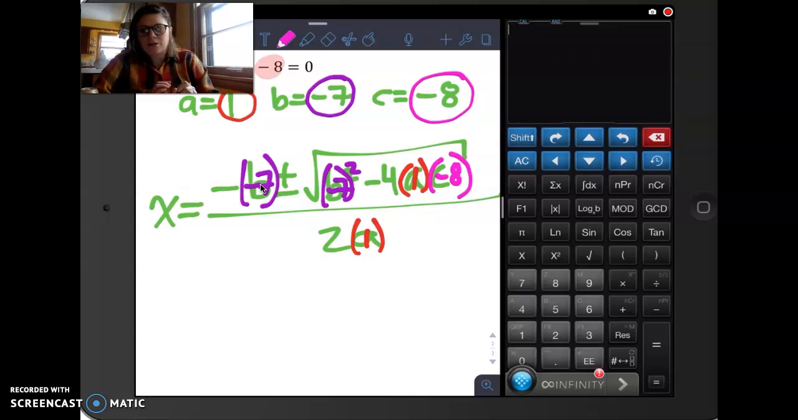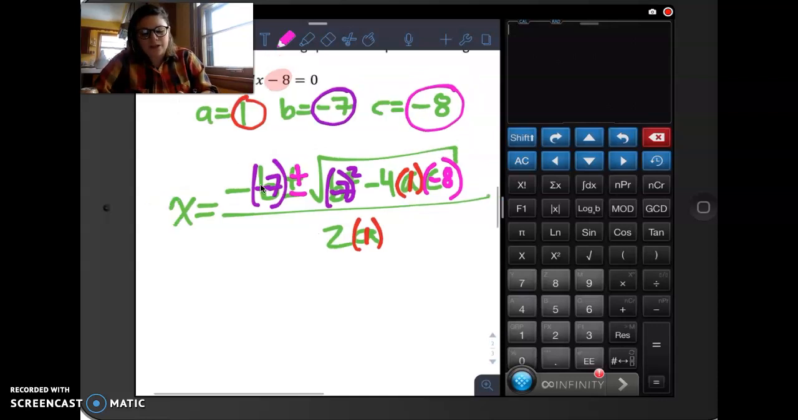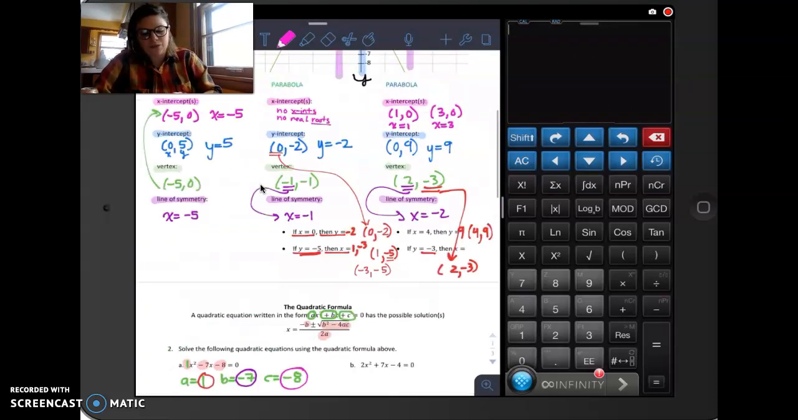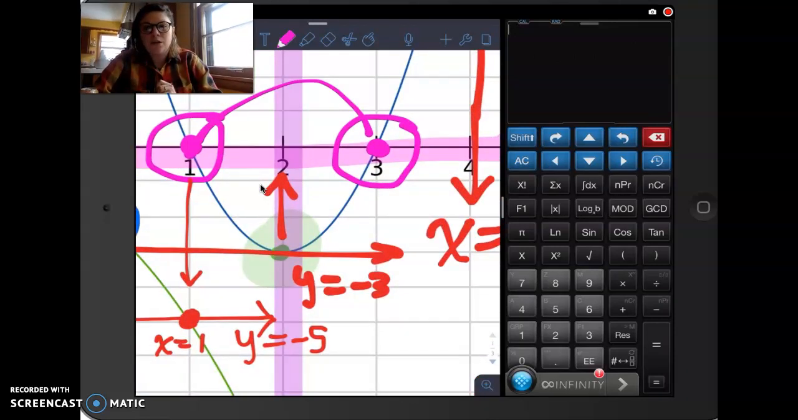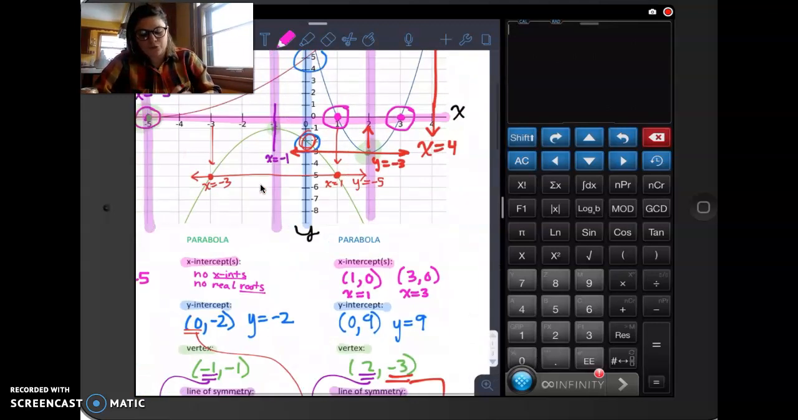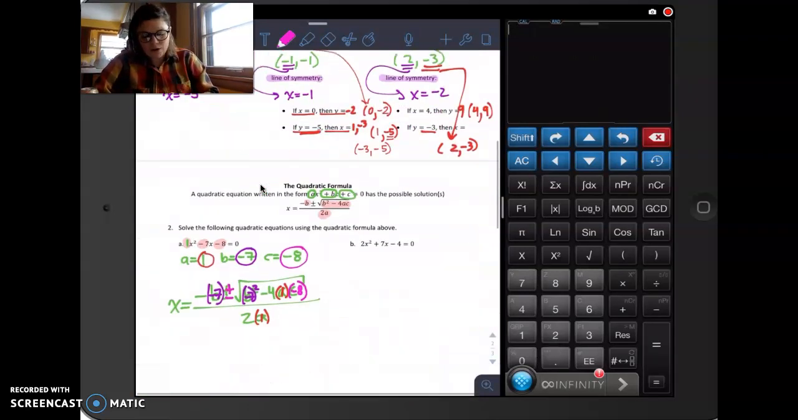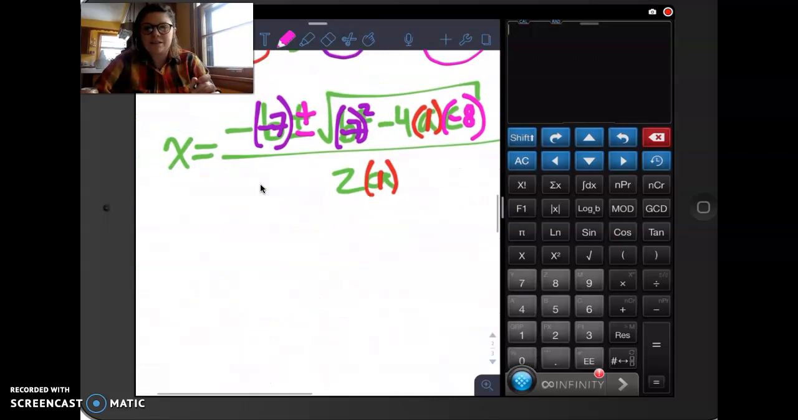There's one other thing that I want to talk about. There's a plus and there's a minus. That's because sometimes, if you look back up here, you get 2 x-intercepts. So you're going to do this formula twice. Once with the plus, and once with the negative.